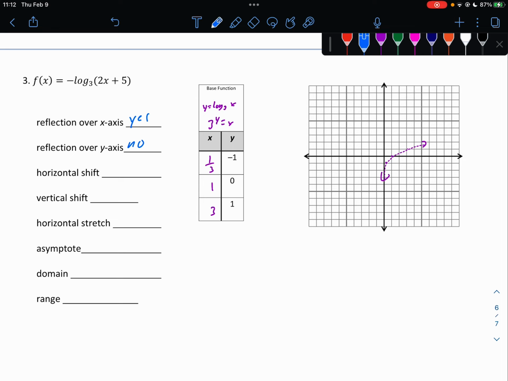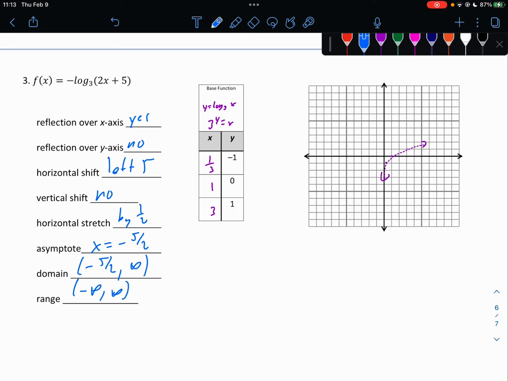We're going to shift left 5. We are not going to shift vertically. This one actually has a horizontal stretch by 1/2, or a compression if you want to call it that. The asymptote this time is going to be moved left 5, then also multiplied by 1/2. So it's going to be negative 5/2, which means our domain is negative 5/2 comma infinity, and our range again will stay the same.